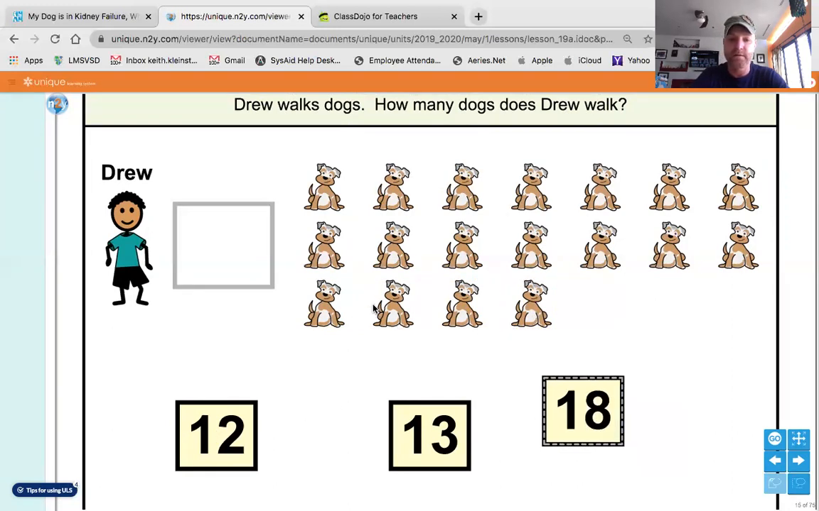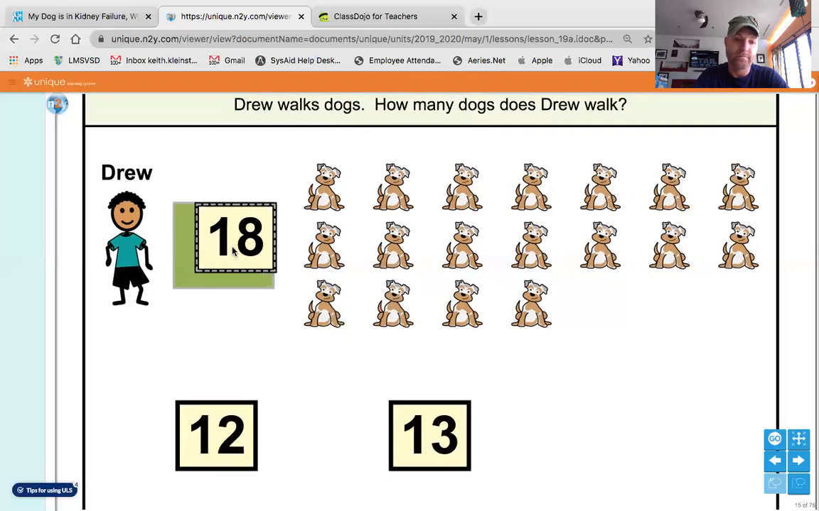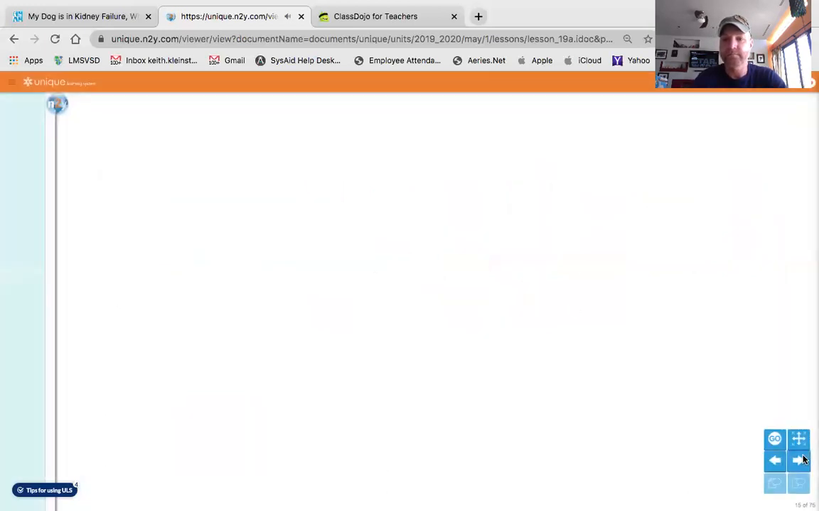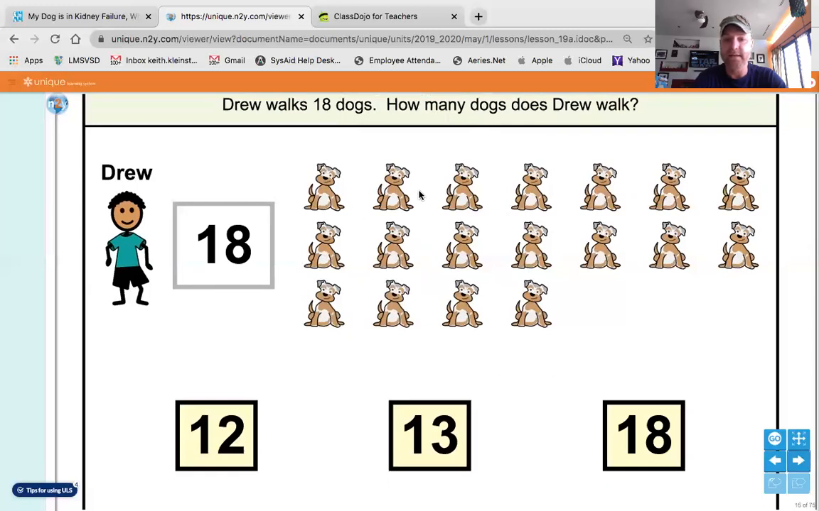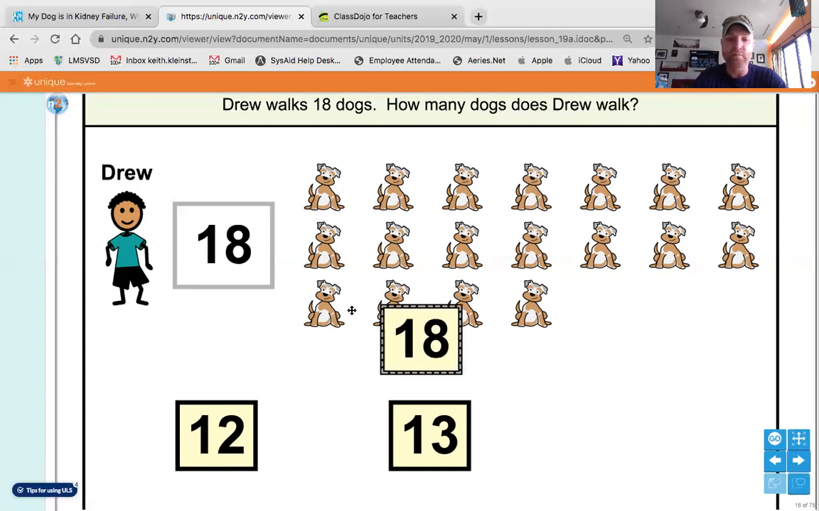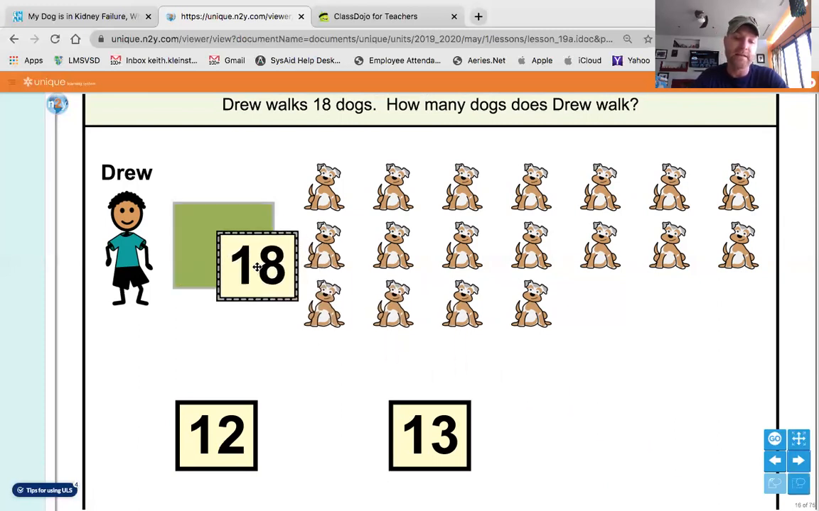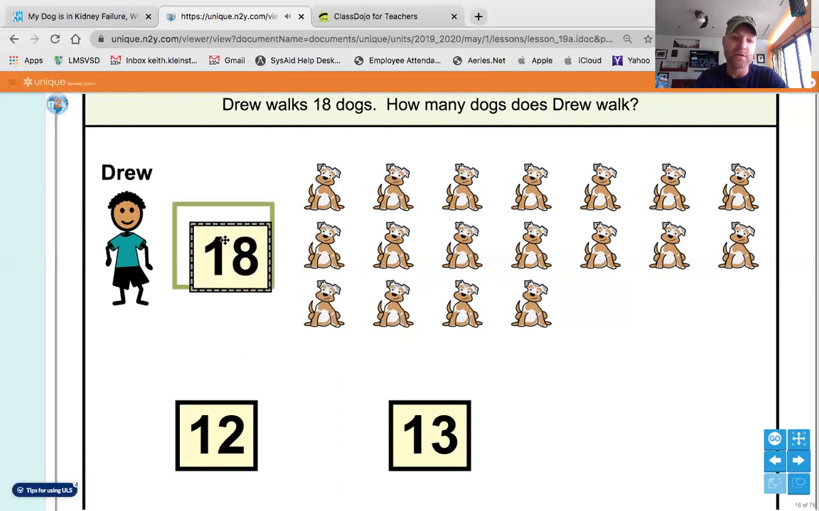Here it is. Okay, and here is the 18 dogs again, and here it gives you the number 18 so that you can just match, have your child match it. If they had difficulty identifying on the previous page, here they just have to match.